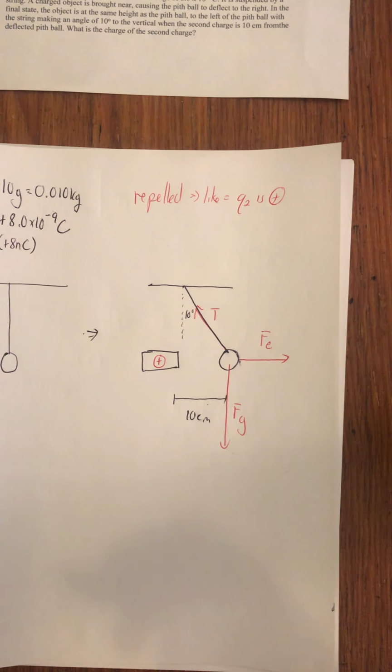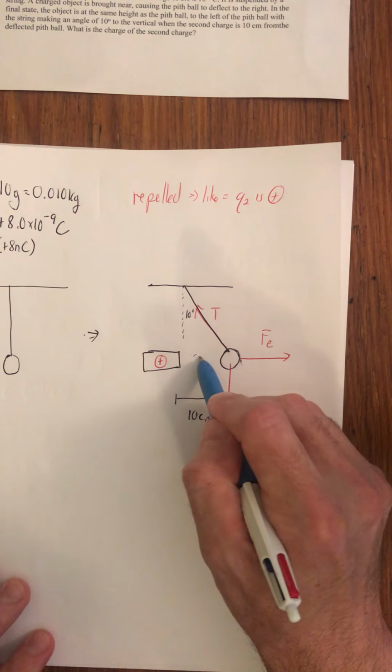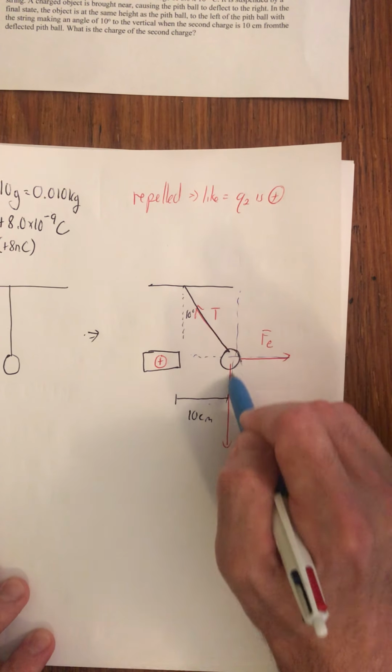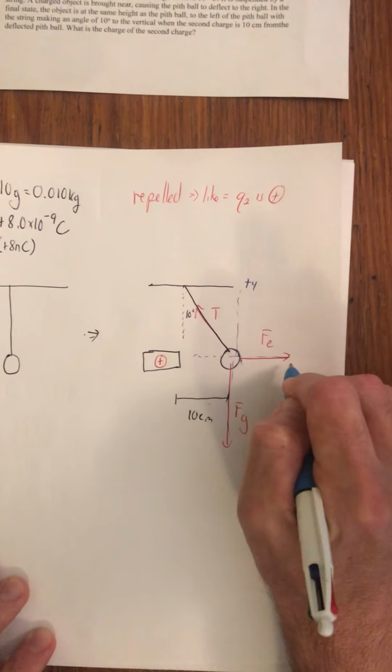Step 2, axes and declaration. I'm going to use my standard Cartesian. I'll say positive y, positive x.